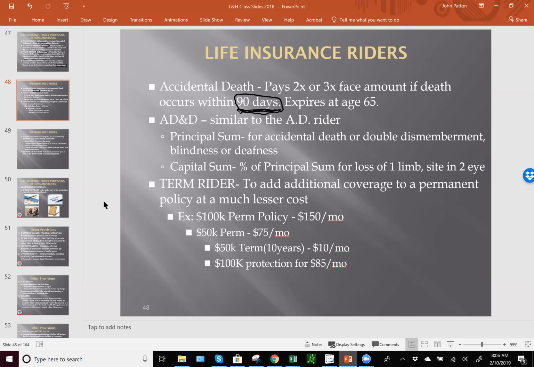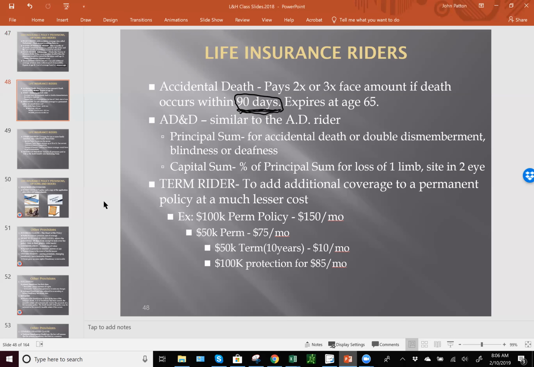Next, there's the capital sum, which is a percentage of the principal sum, but that would only get paid for loss of one of something, like loss of sight in one eye, loss of hearing in one ear, loss of one limb. So it's only loss of one for the capital sum, and it's a percentage of the principal sum.